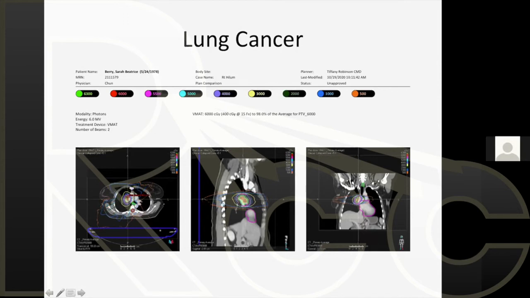This plan really is covering the disease completely and not really treating other normal tissue. Where this plan, you can see it's spreading out the lung dose. It's not as conformal, right? And this is an interesting case because in the United States, we actually sometimes have to give comparisons of why we're using IMRT versus 3D conformal.